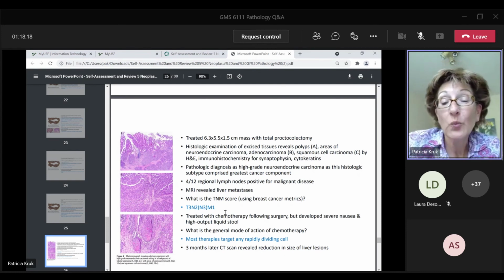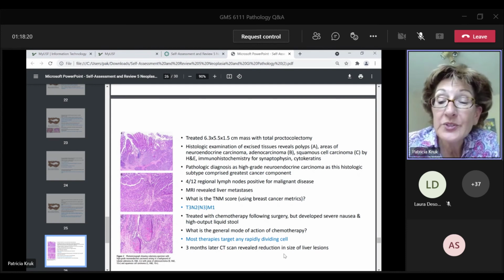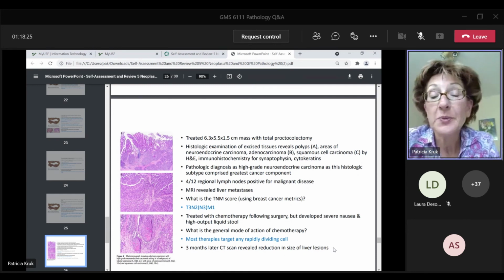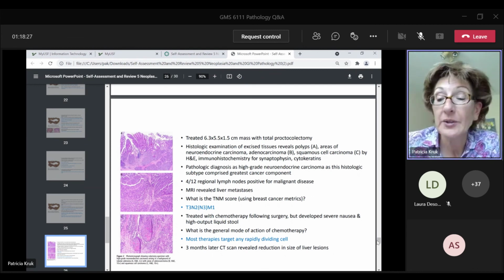And unfortunately, though there was some chemotherapy, 3 months later, there was a reduction in the size of the liver lesions. But again, long term, this is probably going to have a poor outcome.